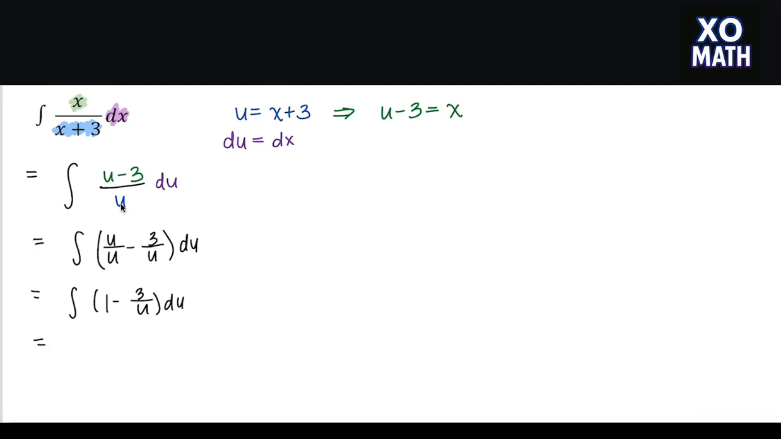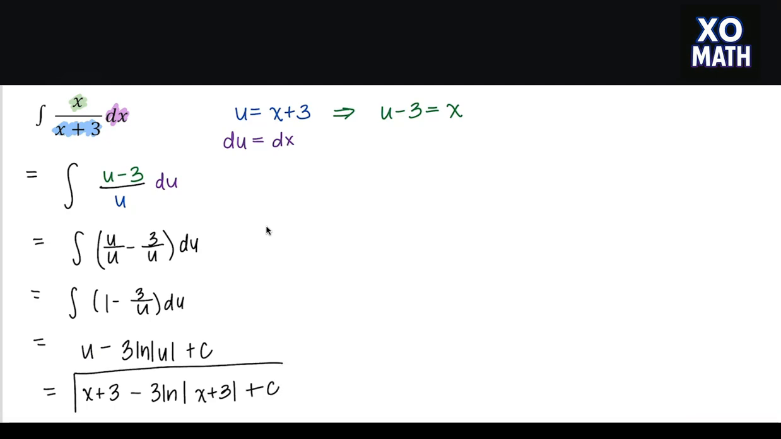The antiderivative of 1 is u. The antiderivative of 3 over u is 3 natural log the absolute value of u plus c. And then if we plug our u back in, our u was x plus 3. So we'll have x plus 3 minus 3 natural log of the absolute value of x plus 3 plus c. So this is method 1, a change of variables or U-substitution.